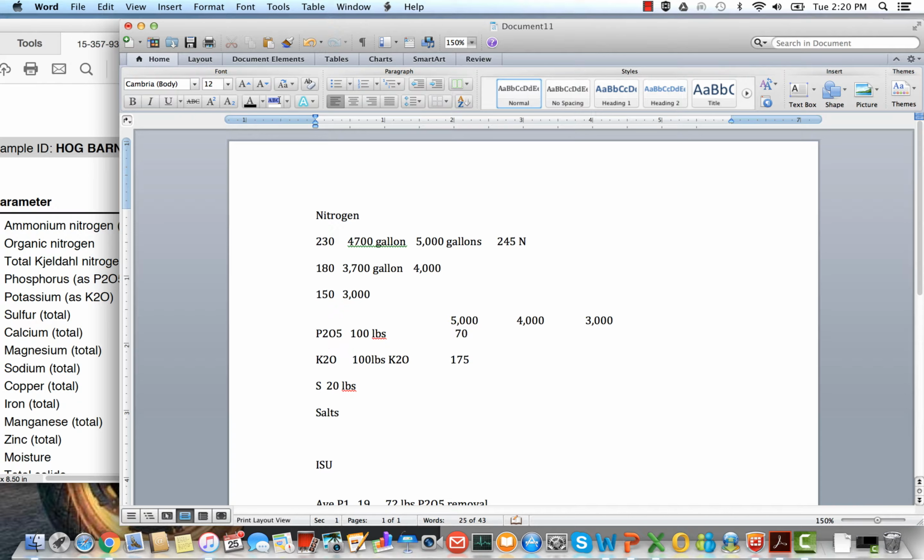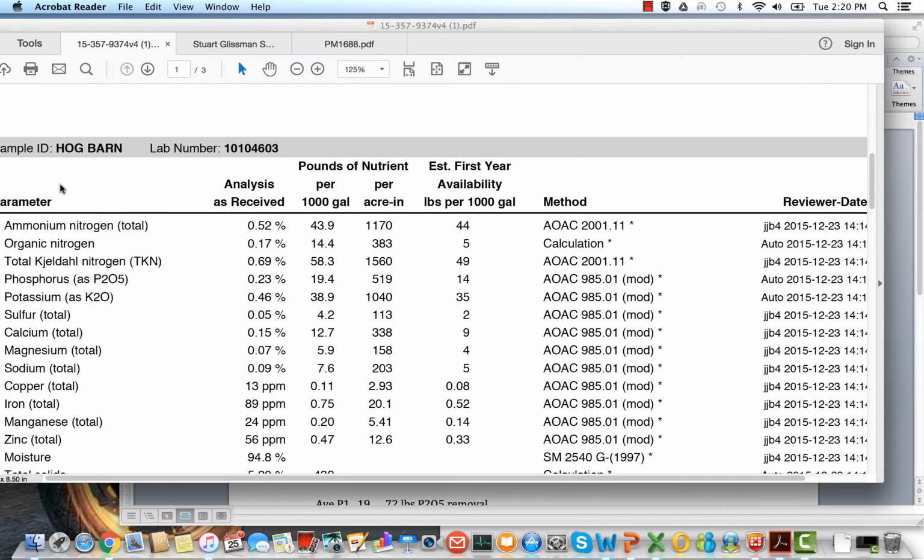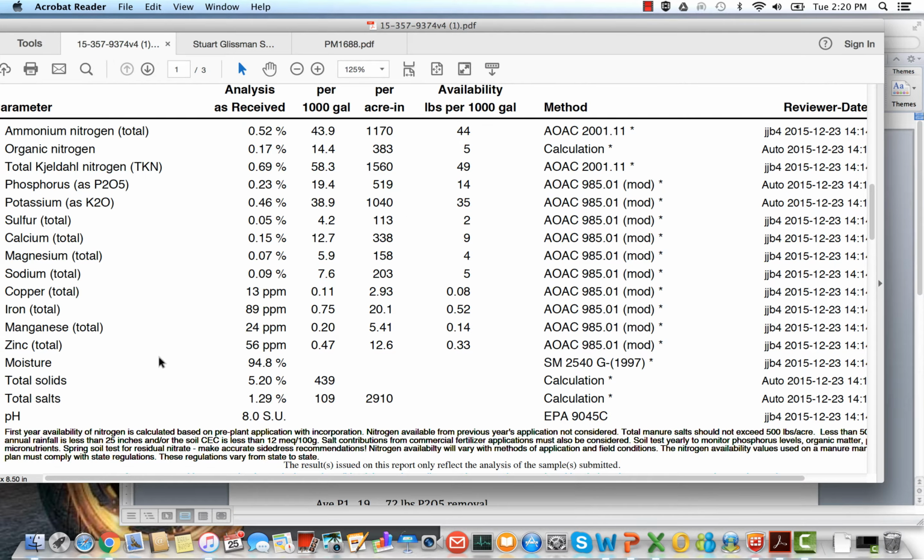And sulfur. We've got, find our sulfur number here, 2 pounds, so 2 times 5, 10 pounds of sulfur. And that's only going to meet about half of what we wanted there. That's certainly a lot better than nothing. And then our safety check here on the salts, we're 109 pounds per 1,000 gallons, so it's the same. We don't adjust that for first year available. It's 109 pounds times 5, so we're 545.